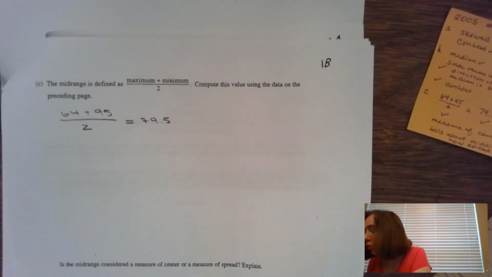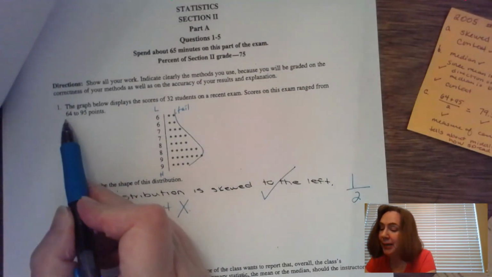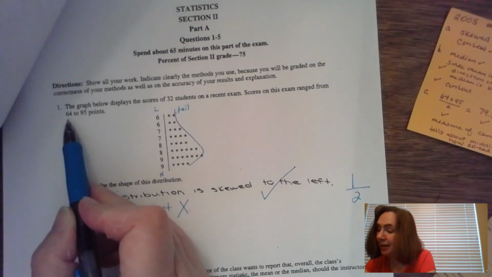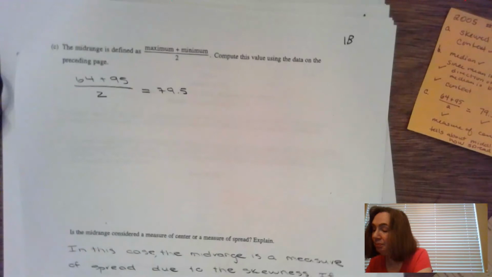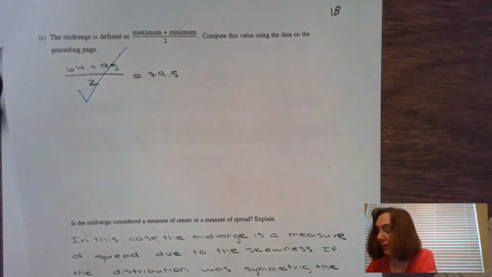Moving on to part C, it says the mid-range is defined to be the maximum plus the minimum divided by 2, and it says compute this value. Now, when you first look at the graph, you might think, I don't know what the min and the max values are. They're not going to ask a question where you can't find it. If you look back at the beginning of the prompt, it says that they range from 64 to 95. Those are the min and the max values. The first check is that you have to show your work, and the second check is you have to have your answer.